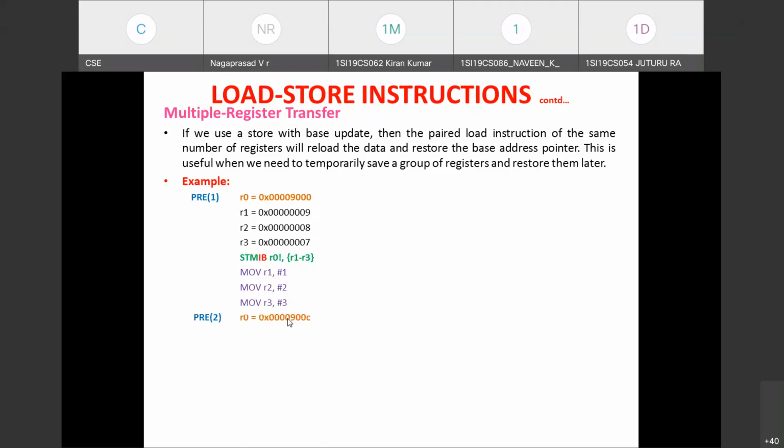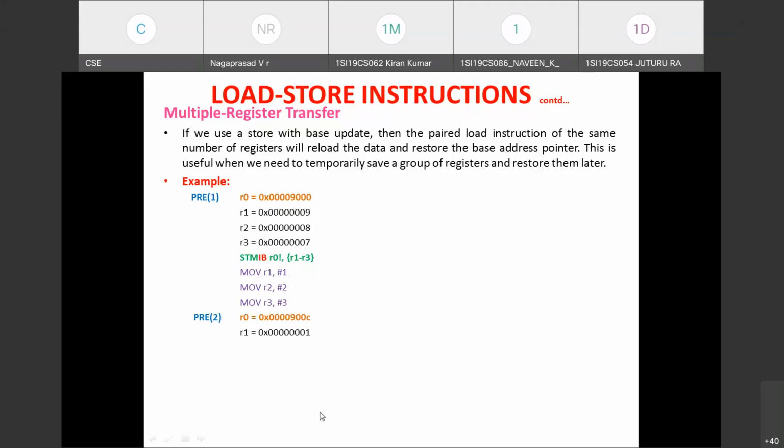Okay, how actually it is done. So this is the precondition. Once STMIB instruction is executed, R0 pointer will be having the address 900C. Okay, since three write operations have taken place, R0 pointer will be incremented. So the final address held in R0 pointer will be 900C. You know that, right? If you are using IB, then what will be the final address in the pointer register? It is Rn plus 4 into n, where n is the number of registers. 4 into 3 means it is 12. So 900C will be the final address held in R0 register.